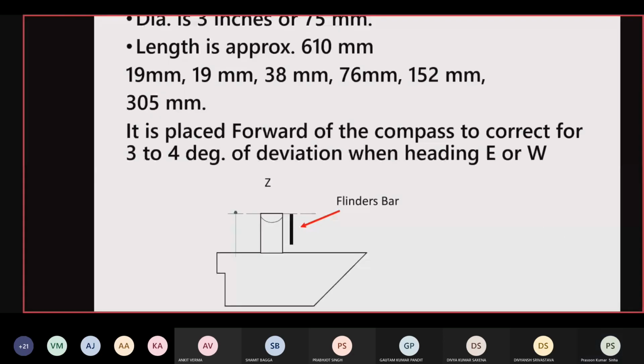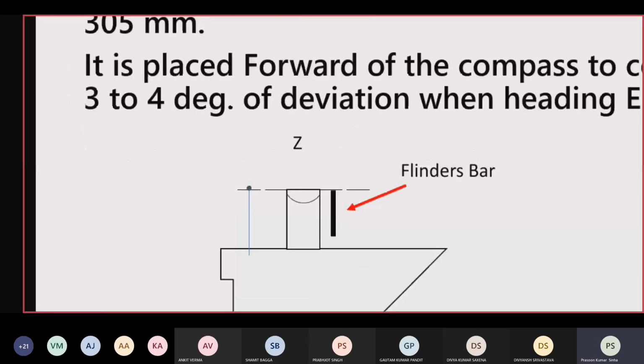The Flinders bar is a piece of, or rather rod of soft iron, which is normally placed forward of the compass and vertical.